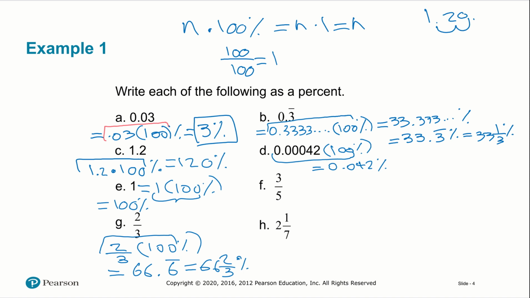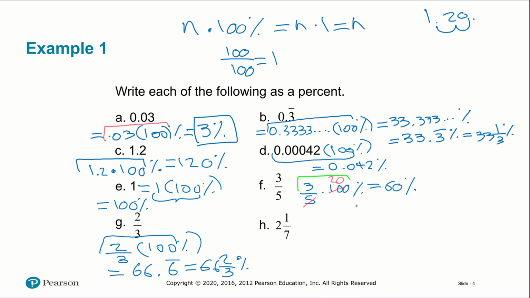All right, for this next one, same business. We're going to do it exactly the same way. So we're going to take 3/5 and multiply it by 100%. So we can go ahead and take care of this product right here. We're going to notice that we can cross cancel the 5 and 100. That leaves us 20 on the top. So we end up with 3 times 20, which is 60%.